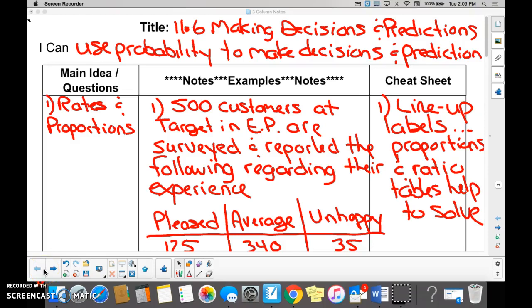11.6, making decisions and predictions. I can use probability to make decisions. Nice job, Romeo. Woo! Proud of you. All right, you guys.